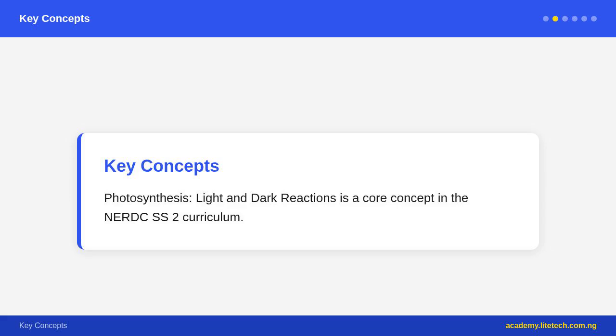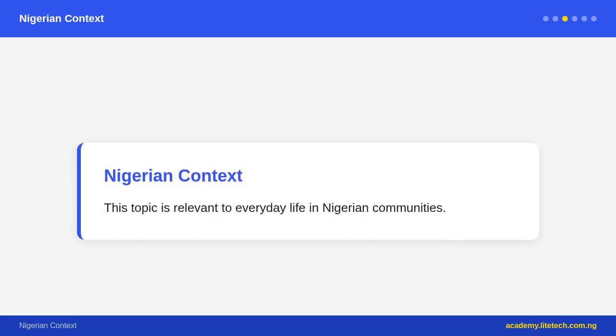natural world sustains itself. The light-dependent reactions occur in the thylakoid membranes of the chloroplast. When sunlight strikes chlorophyll molecules, the light energy excites electrons to a higher energy level. These energized electrons travel along the electron transport chain, releasing energy that is used to produce ATP, adenosine triphosphate, and NADPH. At the same time, water molecules are split in a process called photolysis. The splitting of water releases oxygen as a byproduct. This is the oxygen we breathe.